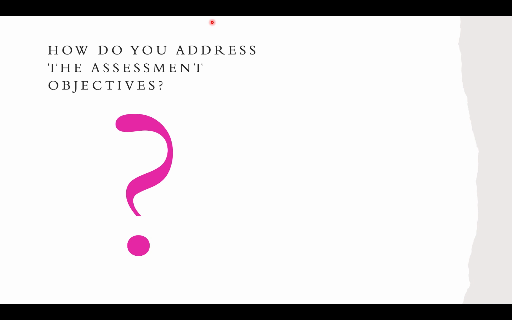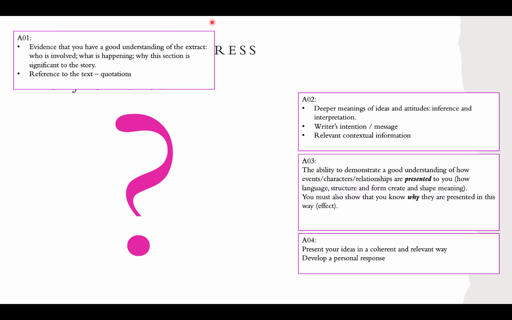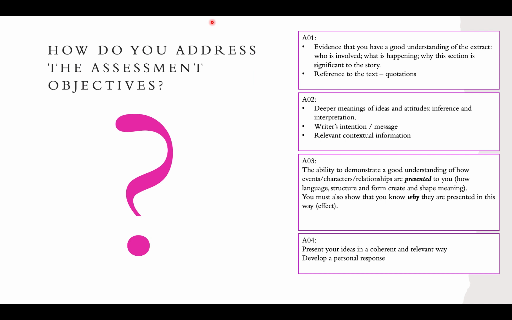Okay, so let's just start off with the assessment objectives. It's very important for you to have an idea of what the assessment objectives are for the exam that you are covering, just so that you've got a better idea of how to be successful. So if we have a look, we have AO1, AO2, AO3 and AO4.